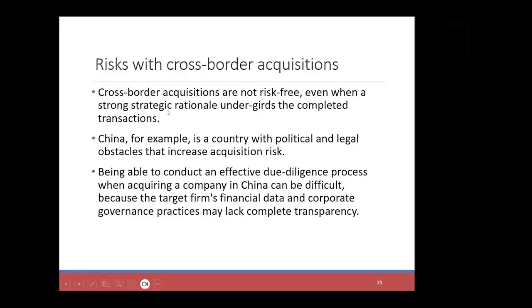What are the risks with cross-border acquisitions? I mean, risks are quite intuitive logics that if you are going to a new legal environment, a new different culture, of course, there are a lot of risks attached.